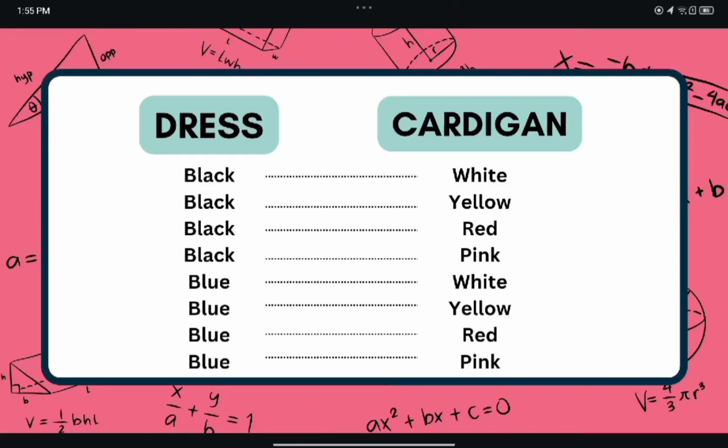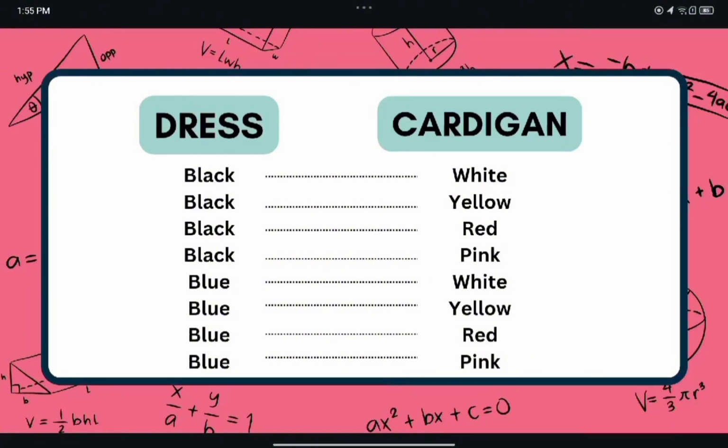Sa blue dress naman is blue dress and white cardigan, blue dress and yellow cardigan, blue dress and red cardigan, blue dress and pink cardigan. Sa blue dress, may apat din siyang options para sa cardigan, which is white, yellow, red, and pink.